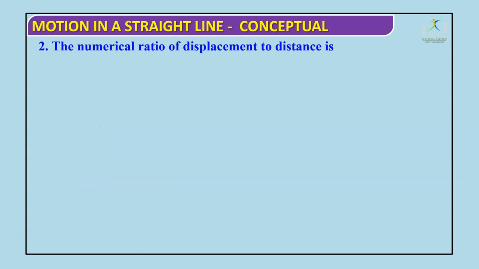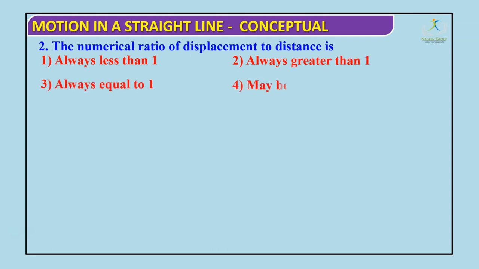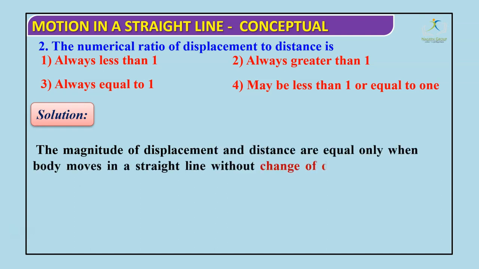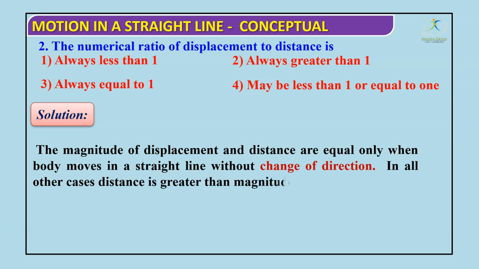Next is the numerical question: the ratio of displacement to distance is always less than 1, always greater than 1, always equal to 1, or may be less than 1 or equal to 1. Solution. The magnitude of displacement and distance are equal only when the body moves in a straight line without change of direction. In all other cases, distance is greater than the magnitude of displacement. For that, we can say the correct option is option 4.